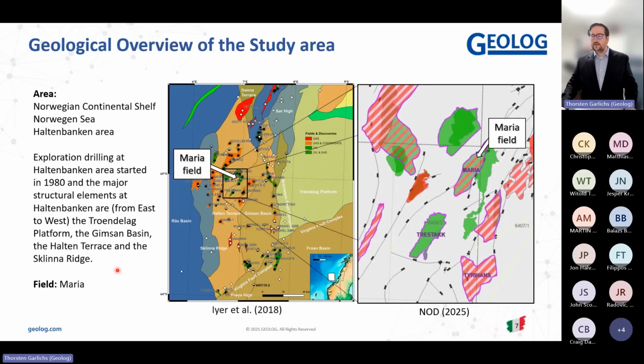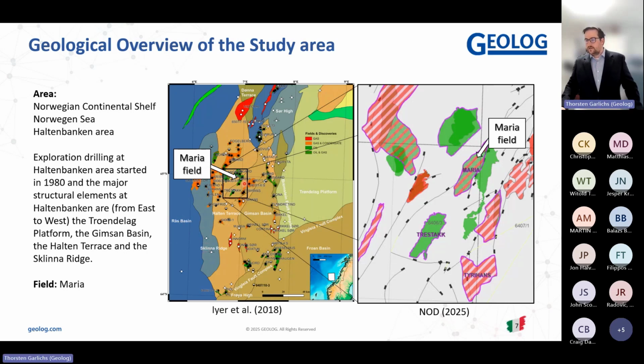Our introduction. Today we talk about the Maria field. The area is the Norwegian continental shelf, the Norwegian Sea, and we talk about the Haltenbanken area. Exploration drilling in the Haltenbanken area started in 1980, and the major structural elements in the Haltenbanken are, from east to west: the Trøndelag Platform, the Gimsan Basin, the Halten Terrace, and then the Sklinna Ridge.